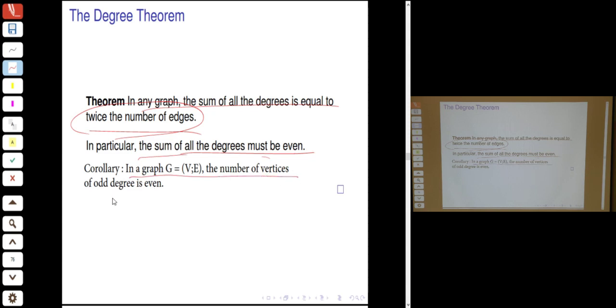Another corollary of this is the fact that the number of vertices of odd degree is even. There is a simple argument which explains why this is true. In the review, we will of course not go into the details of that argument, but in the lecture we covered it in detail. Any questions?